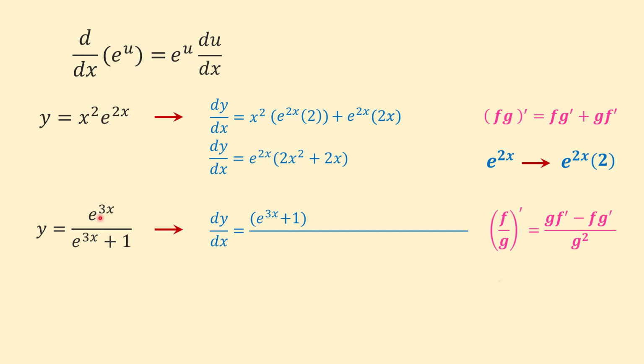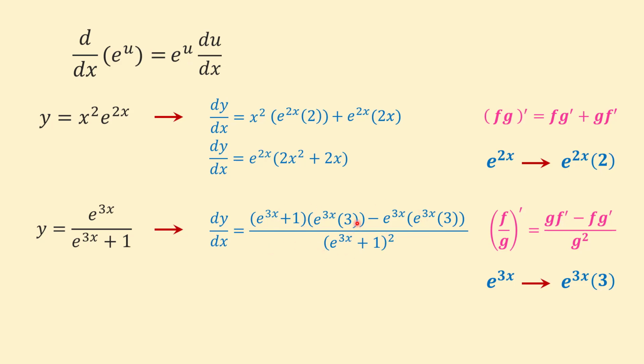What is derivative of e to the 3x? Derivative of e to the u is e to the u. So derivative of e to the 3x is e to the 3x times derivative of 3x. Derivative of 3x is 3. Minus, write the top function and multiply it by derivative of bottom. Derivative of e to the 3x again is e to the 3x times 3 and derivative of 1 is 0. So derivative of bottom is e to the 3x times 3 all over bottom squared. And this is the answer. This is the derivative of the function.